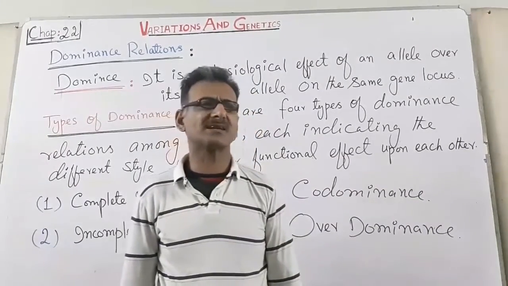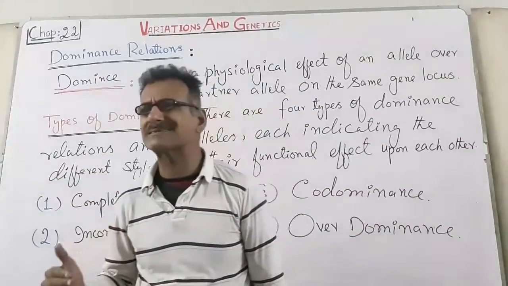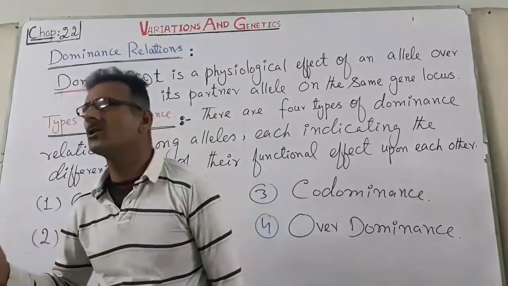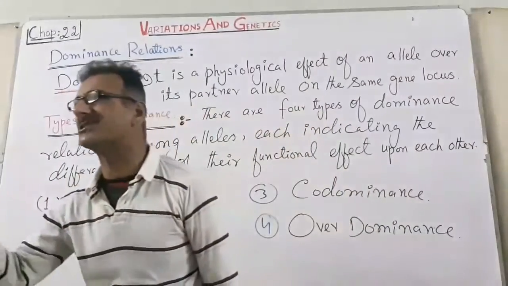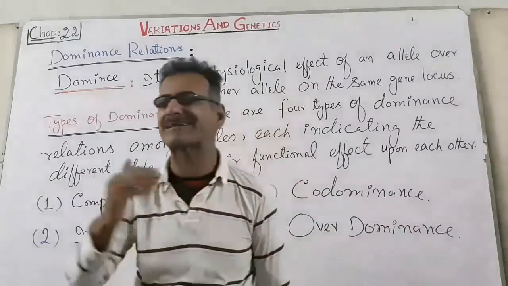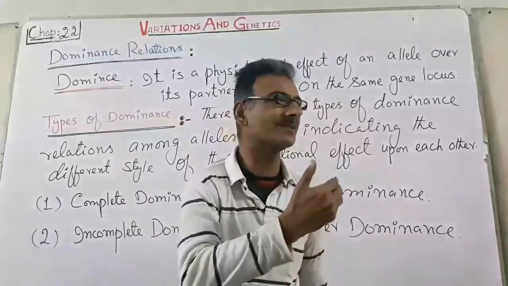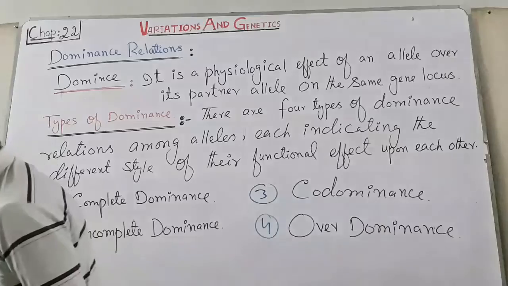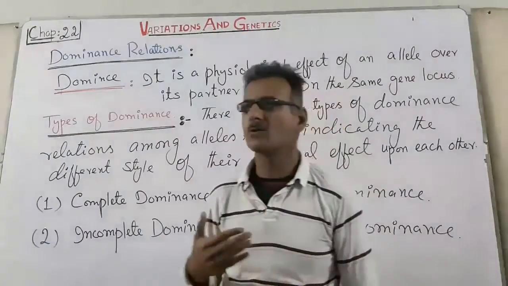Today, we will discuss dominant relations among alleles. Dominance is a physiological effect of an allele over its partner allele on the same gene locus. There are four types of dominance relations among alleles. Number one, complete dominance. Number two, incomplete dominance. Number three, codominance. And number four, overdominance.